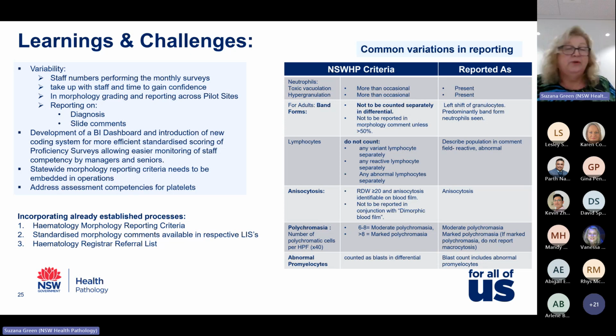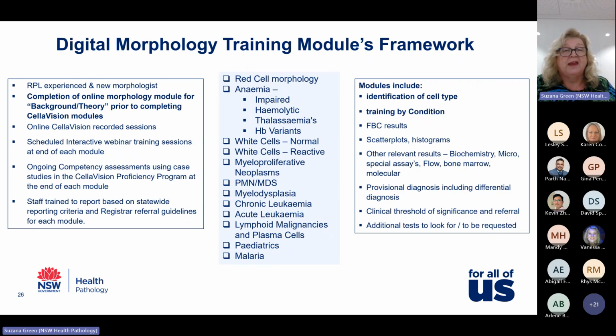One of the challenges was, again, the platelets. That isn't addressed in this proficiency program. The other thing I was working on was the training modules for competency as well. Using, again, the working group, and we're still involved in doing this, we're looking at the training modules. Each training module includes identification of cell type and training by condition, such as all of these that I've listed here. I haven't expanded on some of them, but you get the gist of what is being covered in the training modules.